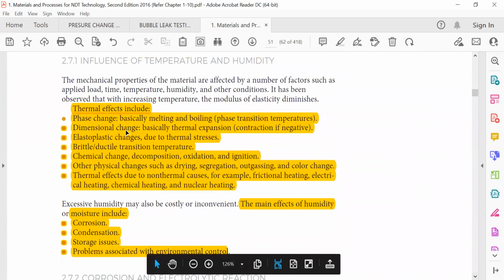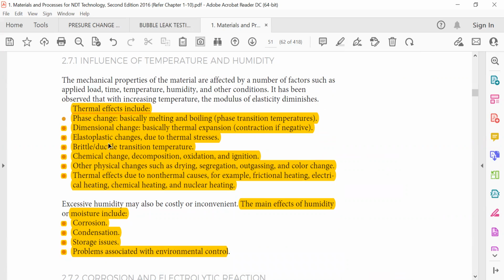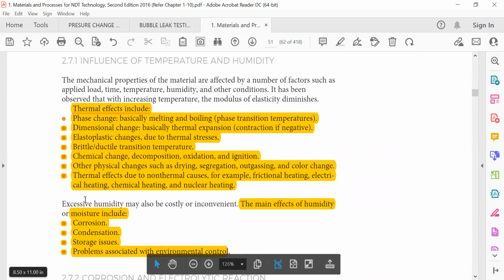Influence of temperature, thermal effect. Phase change, basically melting and boiling. Dimension change, elastoplastic changes, brittle, ductile, chemical change, other physical changes such as drying, segregation, outgassing, thermal effects due to non-thermal causes, for example, frictional heating, electrical heating, and this.